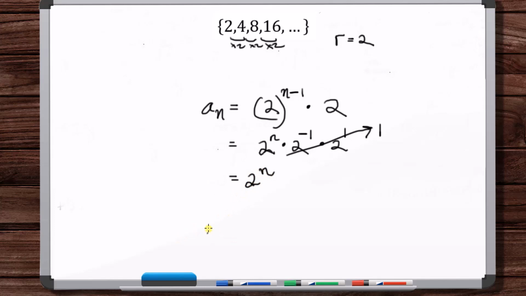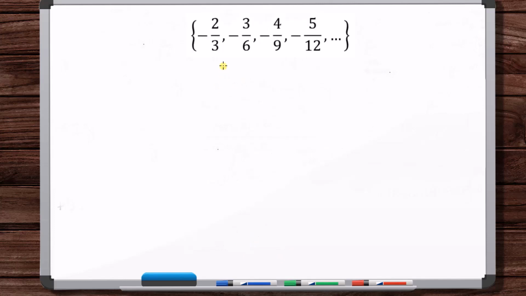So our a sub n, we could just put is 2 to the n. 2 to the 1 is 2, 2 squared is 4, 2 cubed is 8, 2 to the 4th is 16, etc. All right, so whenever you have fractions in these types of problems, you say a sub n, and then you just put your fraction symbol, and you're pretty much determining 2 separate sequence formulas, one for the numerator and one for the denominator.